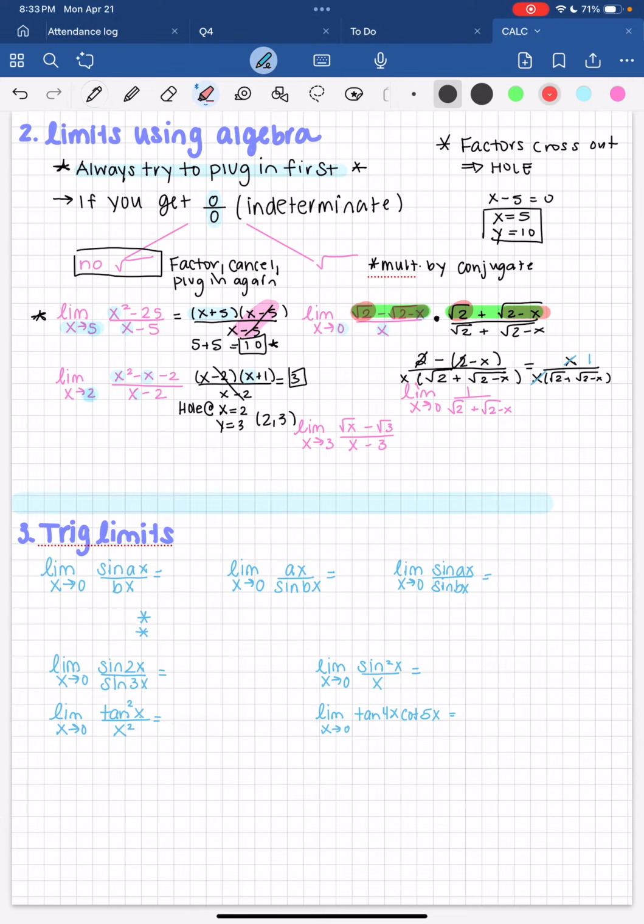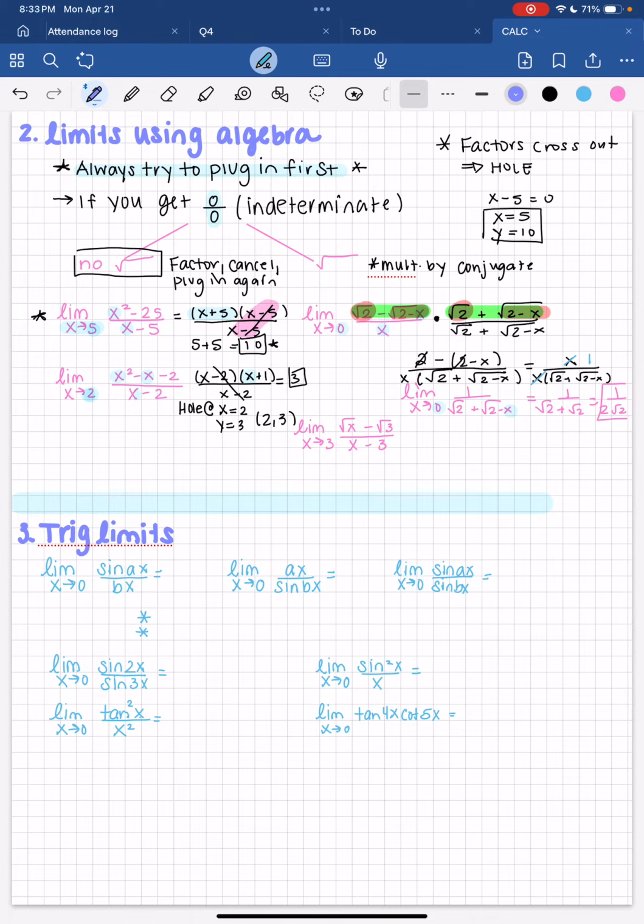So now if I take a second and I replace x with 0, you can see you're going to get 1 over rad 2 plus rad 2, which is 1 over 2 rad 2. You only have to rationalize it if it's a multiple choice question and if they chose to rationalize it. Okay? All right, next example.